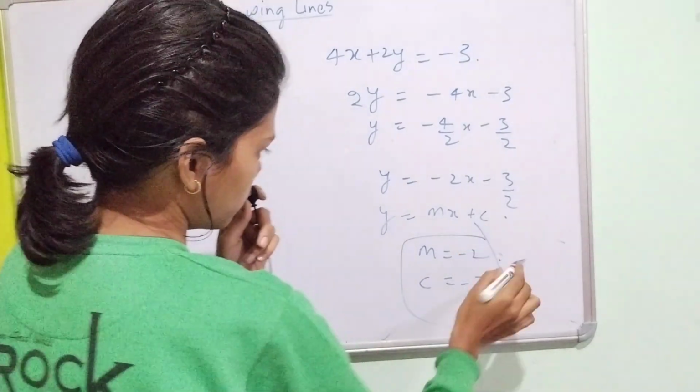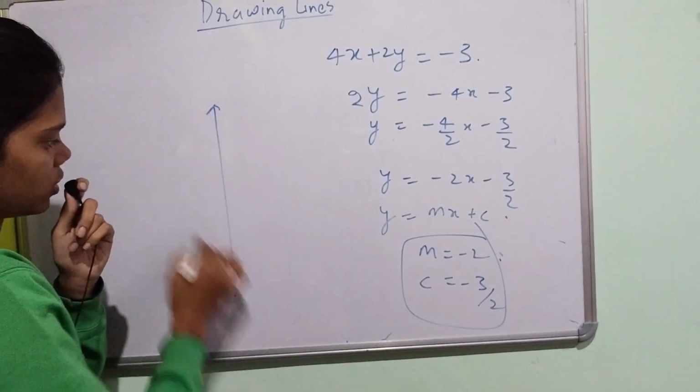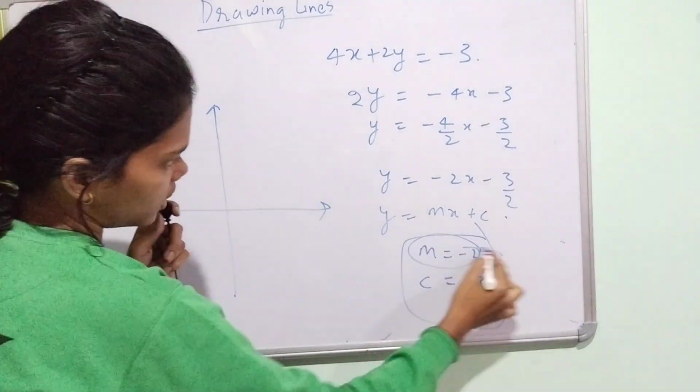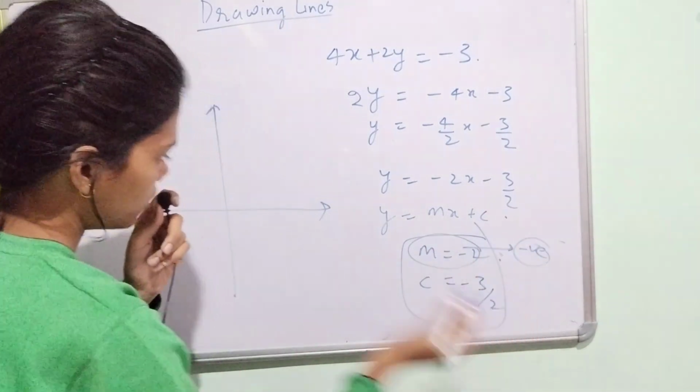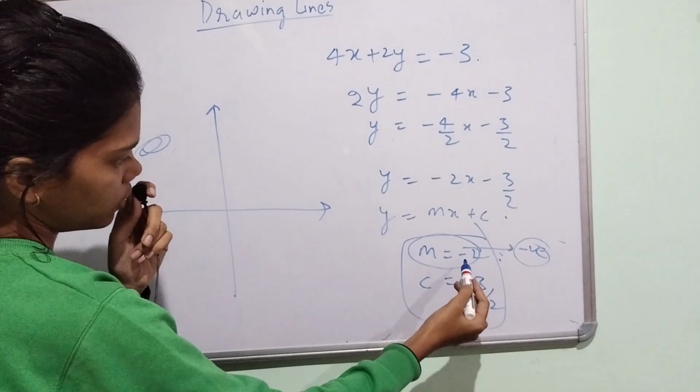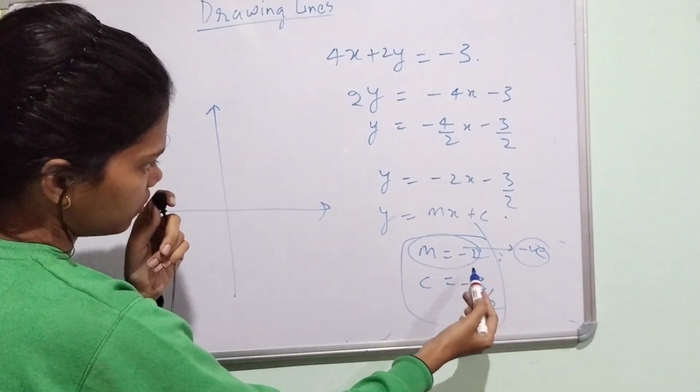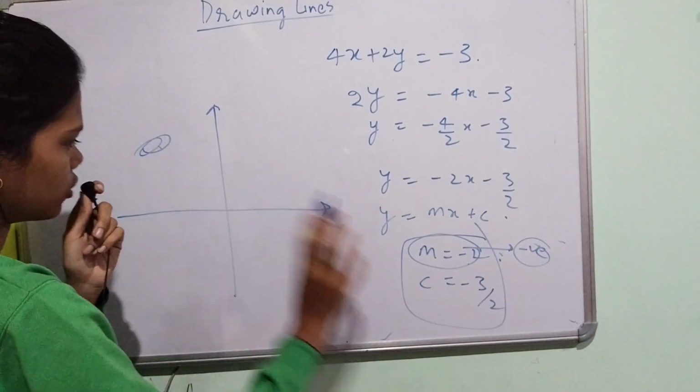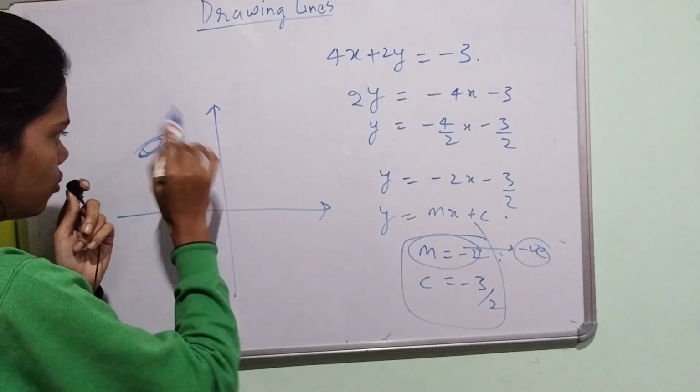Again, now you are knowing the two quantities. Draw the graph of it. Firstly see the slope, it is negative. Negative means it will go in the second quadrant. If it was positive, then it would go in the first quadrant. If it is negative, then it will go in the second quadrant. Only two quadrants we have to consider. Then it will go in the second quadrant.